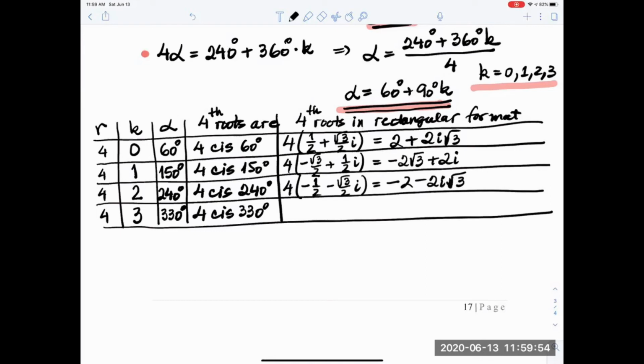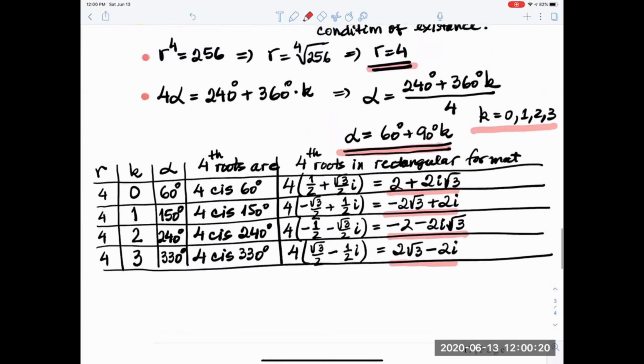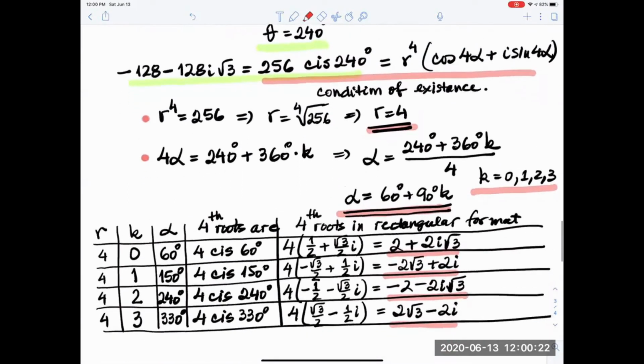Okay, last one, cosine of 330, so you get 4 parentheses root 3 over 2 minus 1/2 i. Let's see, simplify, we get 2 root 3 minus 2i. And so that is how you find the fourth roots of the original complex number that you were given, which was negative 128 minus 128 root 3.